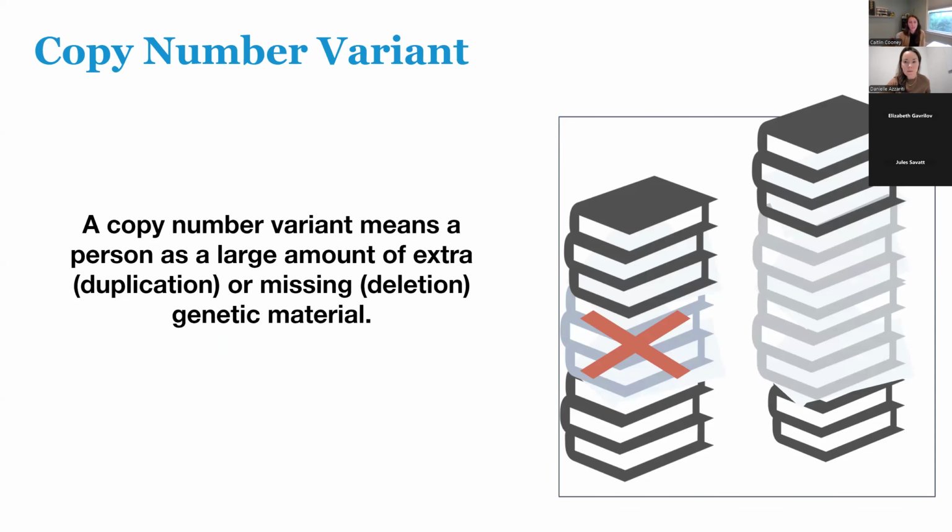Another type of genetic variant is called a copy number variant. A copy number variant means there is a large extra or missing amount of genetic material. This can include extra or missing genetic material that can include more than one gene. So going back to our library example, this would be if you were looking at somebody's library, and they have a number of books that are missing. So not just a change in one sentence, a whole slew of books are missing.